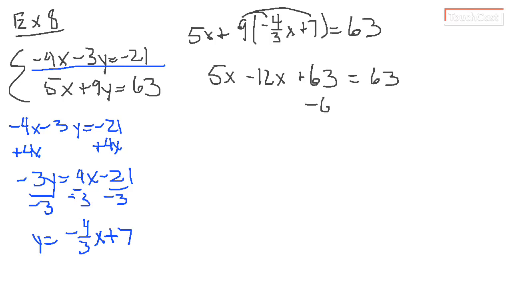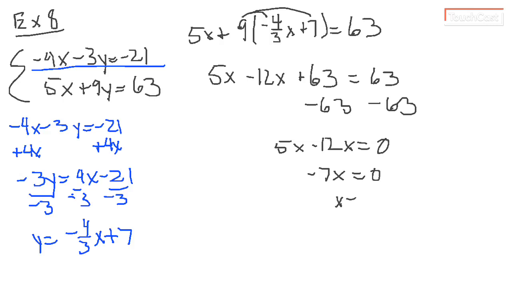Now if we subtract 63 on both sides, we're going to get 5x minus 12x equals 0. Combine our x terms, we get negative 7x equals 0. Well, the only way for this to happen is if x is 0. So we've got our x value.